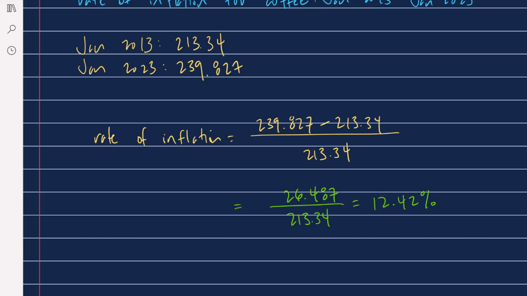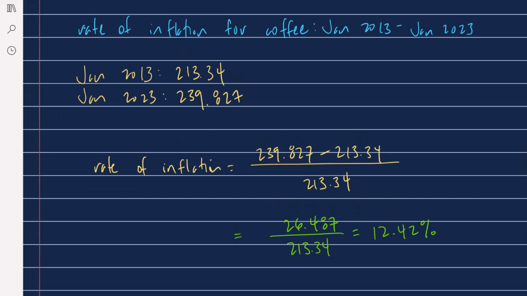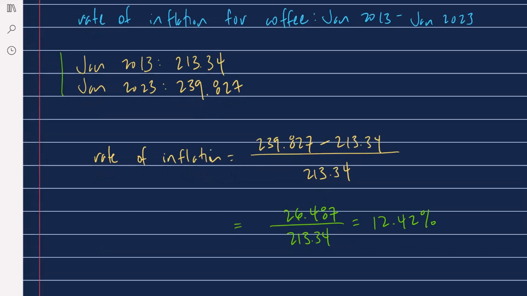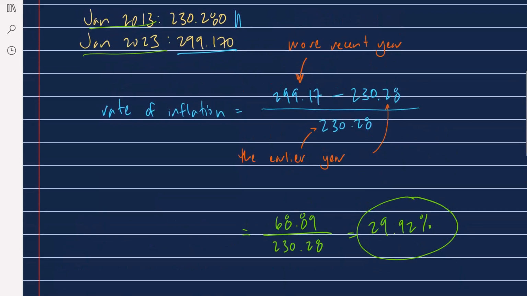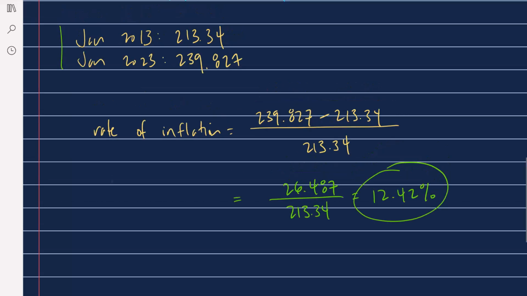12.42%. Okay, so for this 10-year period, January 2013 to January 2023, the price of coffee has increased by, well, only 12.42%, quite a bit less than all prices have. Okay, I'll stop there.